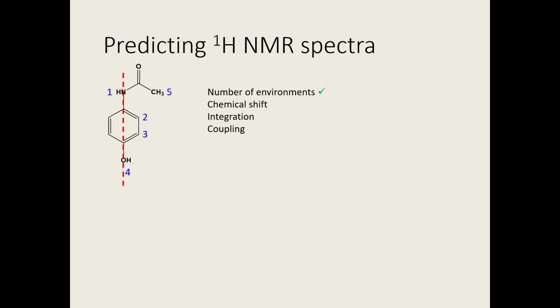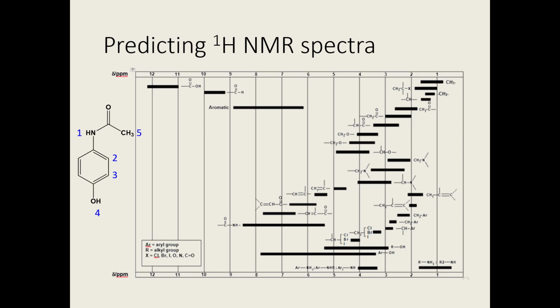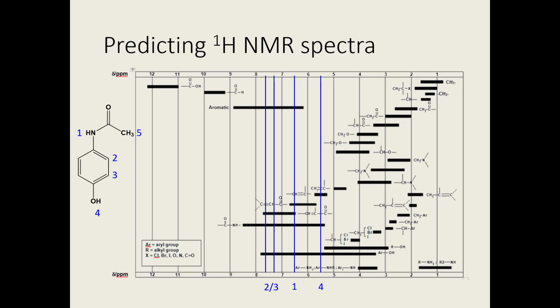To work out where to put the 5 peaks, we will again look at the correlation table. The aromatic protons and the OH group will be in approximately the same places as before. They might shift slightly due to the change in the amine substituent. Proton 1, which was the amine proton, is now an amide, and so will be expected between 5.4 and 8.5 ppm. There's also a new signal between 2 and 3 ppm for the methyl group.